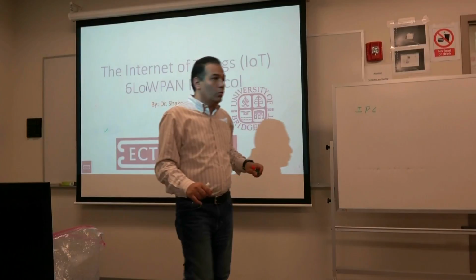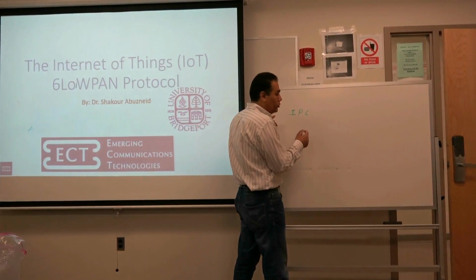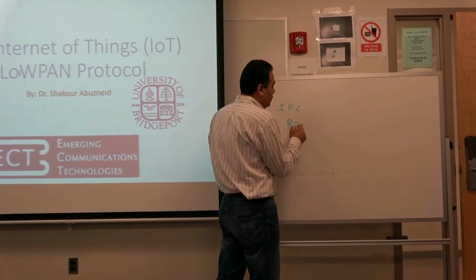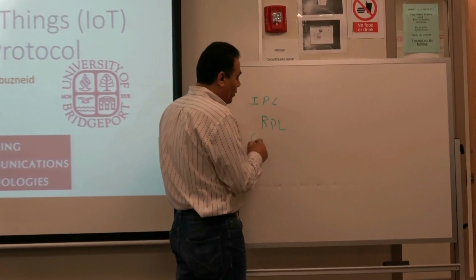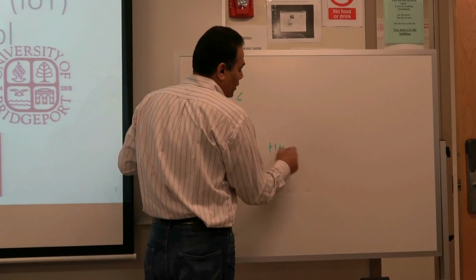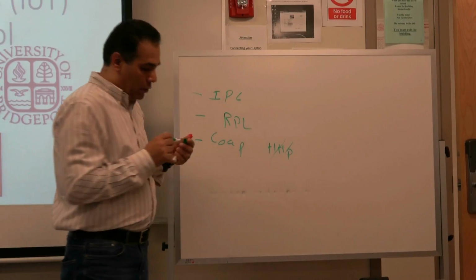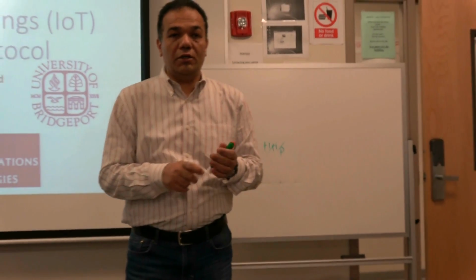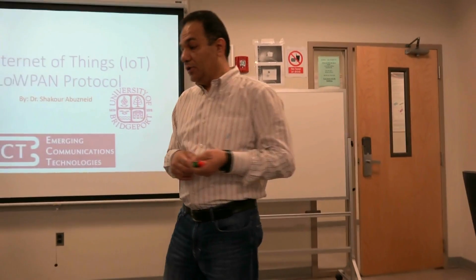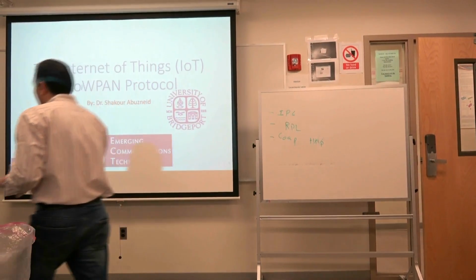Okay, for weak devices. All right, and in the next class we're going to talk about a routing protocol, RPL. All right, and then we're going to talk about CoAP instead of HTTP. Okay. All right. So these protocols are developed to be used with IoT devices. Why? Because they are limited in abilities and what they can do.